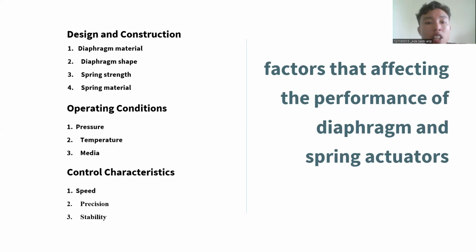Next is control characteristics. Point number one is speed. The speed of the diaphragm and spring actuator can be limited by the mass of the diaphragm and the internal friction of the spring. Next point is precision. The precision of the diaphragm and spring actuator can be affected by hysteresis, non-linearity, and vibration. The last is stability. The stability of the diaphragm and spring actuator can be affected by fluctuations in pressure, temperature, and medium.